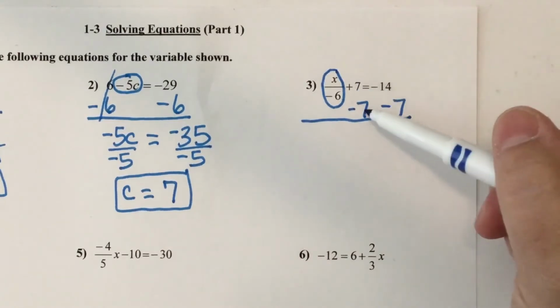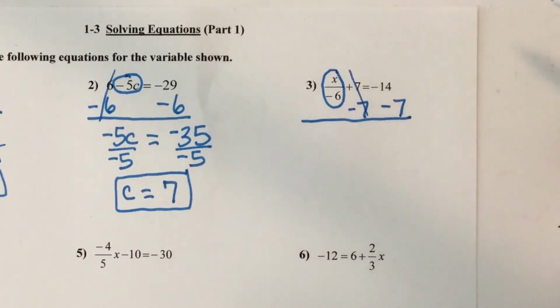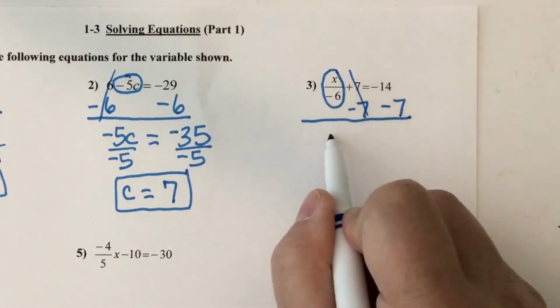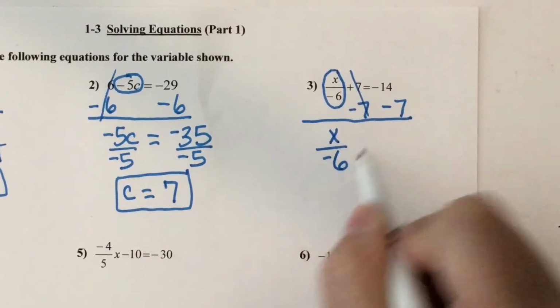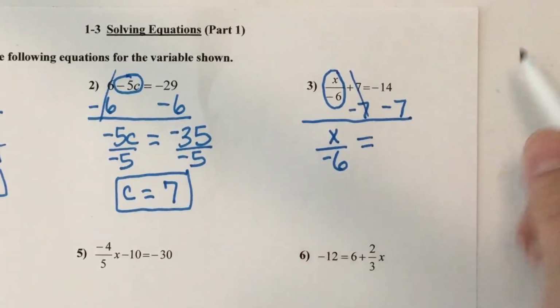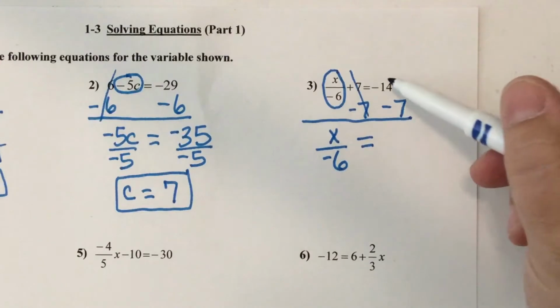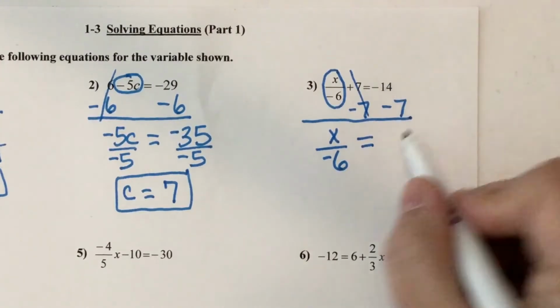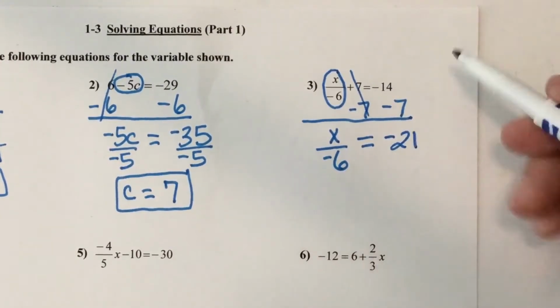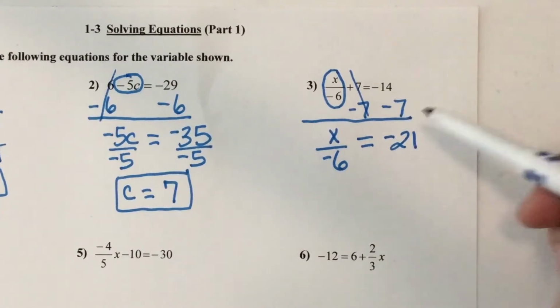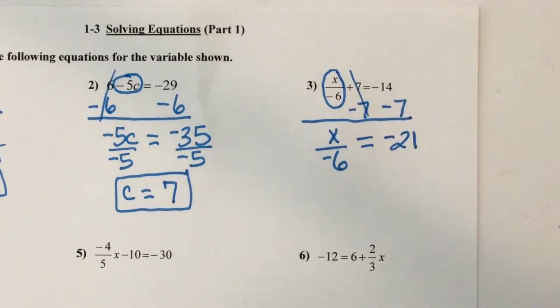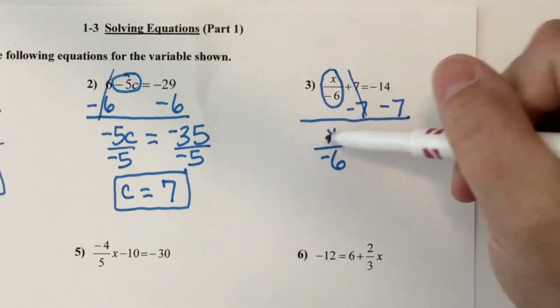That way, 7 minus 7 is 0. Shoop, it's gone. Bring down your x over negative 6. Bring down that equals. And then negative 14 minus 7 makes a negative 21. Remember, if you have two negatives, you add them and get a negative. Okay, now there is a number in front of this x that you do not see, and it is a 1.